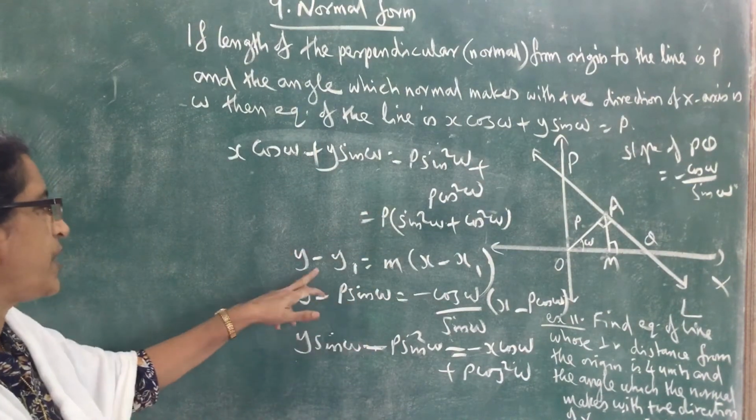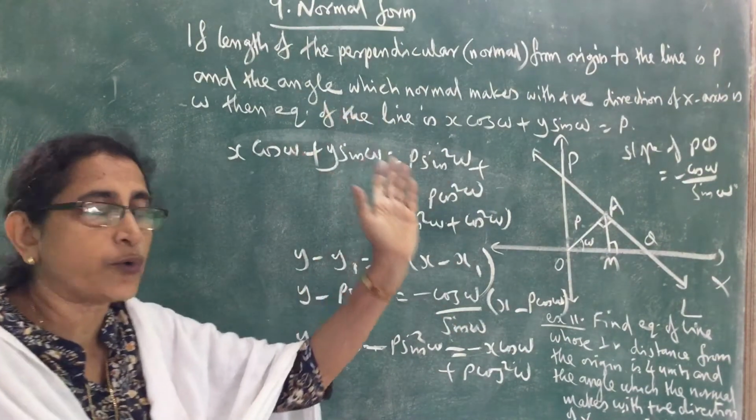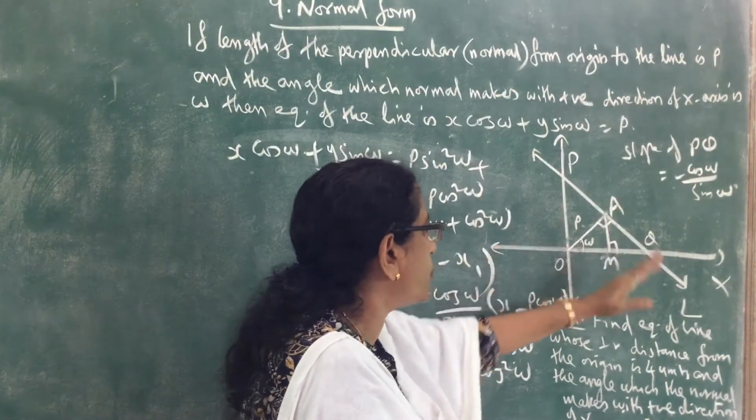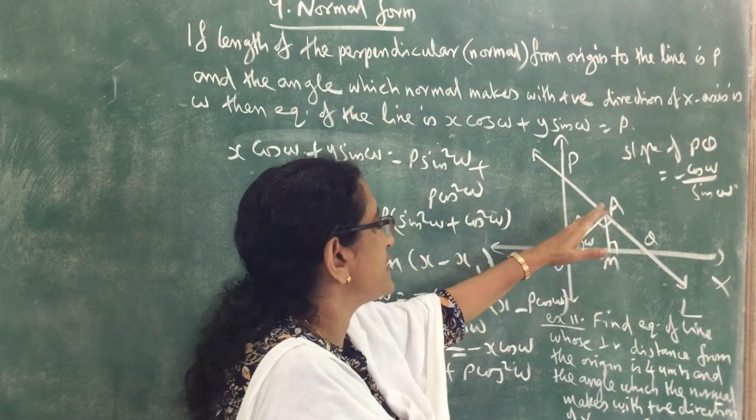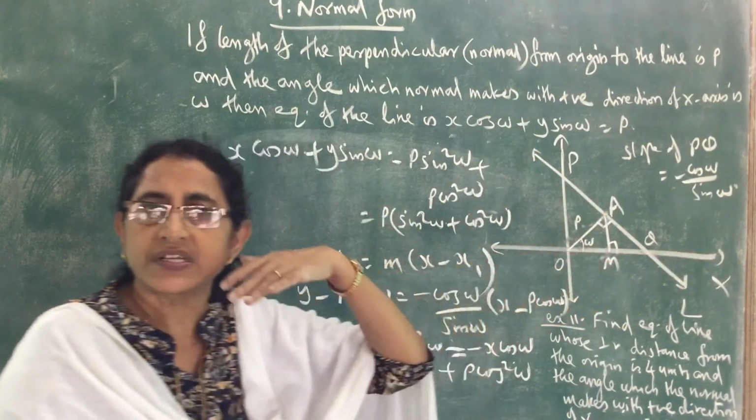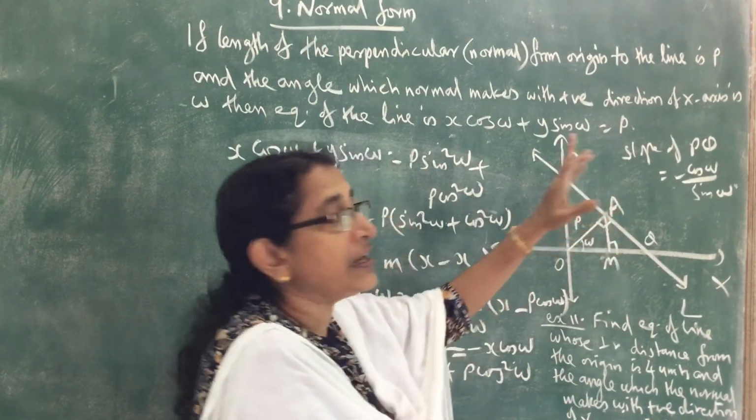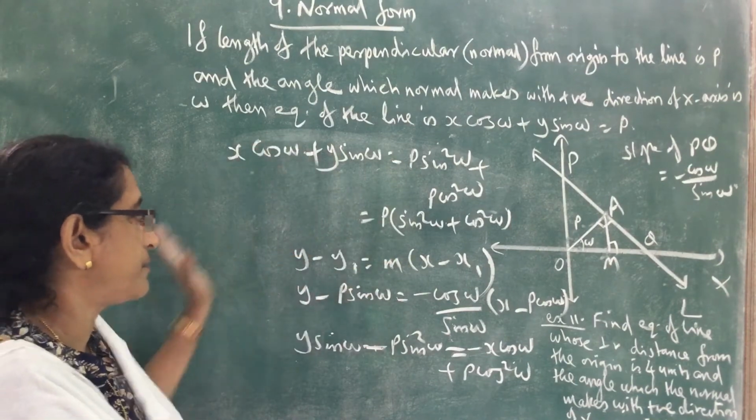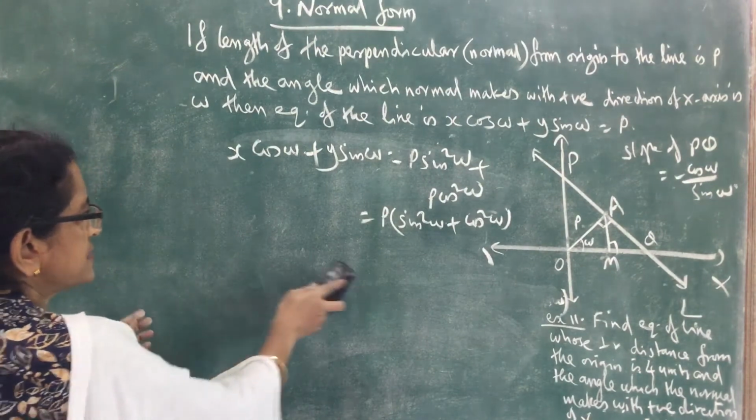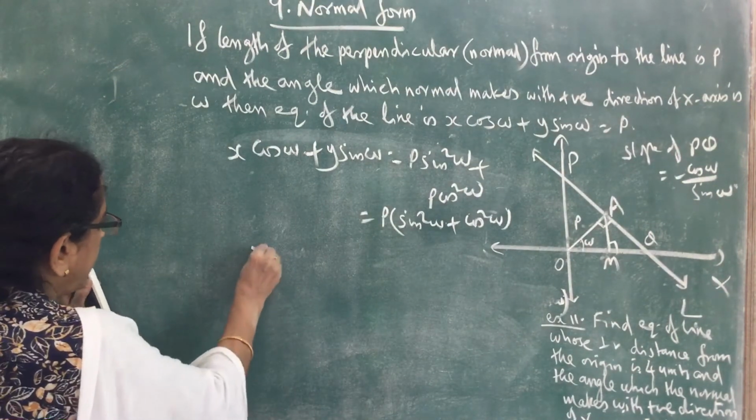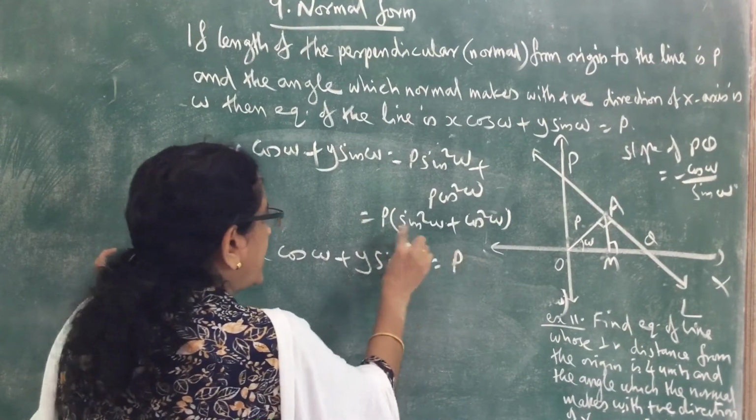So just apply the formula point slope form, y minus y1 equal to m into x minus x1. First we found the slope of the line PQ, because slope of OA is tan omega. This line is perpendicular to PQ, so we got the slope of PQ. Then after that get the coordinates of the point A, then substitute in this form and simplify. Simplifying, we get x cos omega plus y sin omega equal to p into 1, that is p.